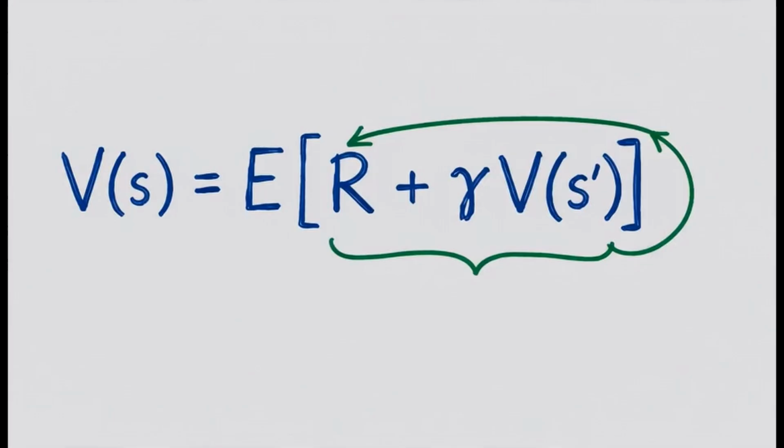Let's unpack that. You're in state S. You take an action. The environment gives you a reward R and drops you in a new state S prime. The value of S is that reward, what you get right now, plus gamma times the value of S prime, what's coming later.